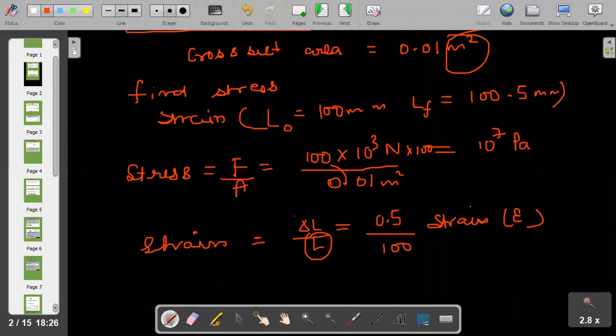No, because delta L and L both are in millimeter. Yes sir. So denominator and numerator same unit है, कट जाएगा. So that's why it is dimensionless.